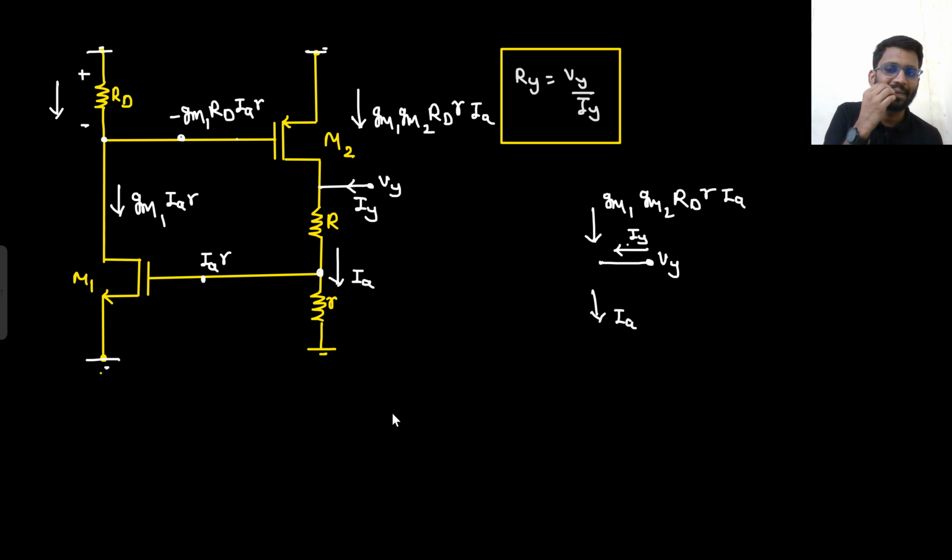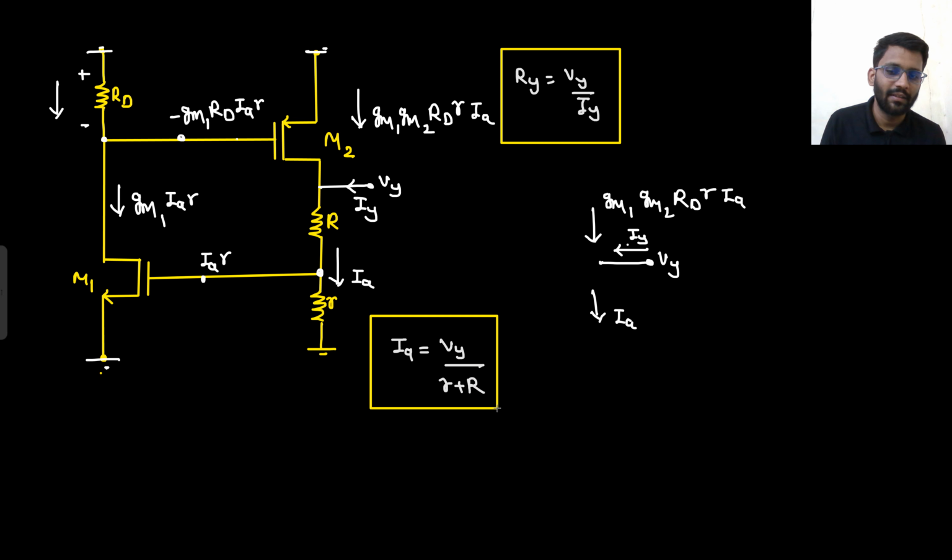What is the value of IA? IA is Vy by R plus R. Say yes or no. IA is equal to Vy by R plus R, right? Vy by R plus R, because there is 0 ampere current in this direction. This is the potential, this is not the current. So there is 0 ampere current in this direction. So Vy by R plus R is IA, right?